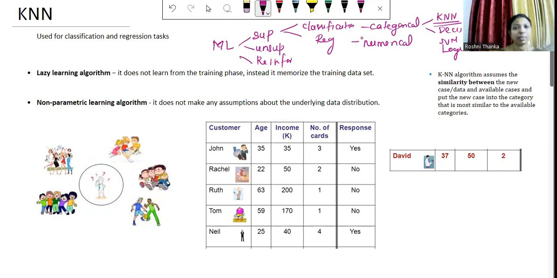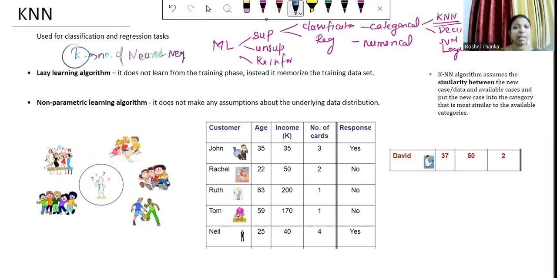What does KNN specify? K nearest neighbor. K specifies the number of nearest neighbors we are going to consider here. So K is the number of nearest neighbors we are going to consider. This KNN algorithm is not only used in classification, we can also use this KNN algorithm in regression. But mostly KNN algorithm is used in classification.